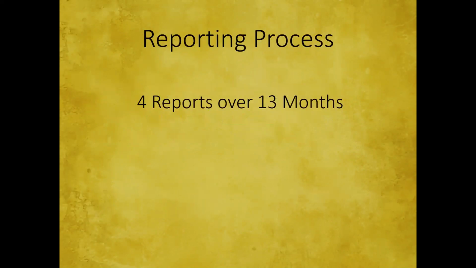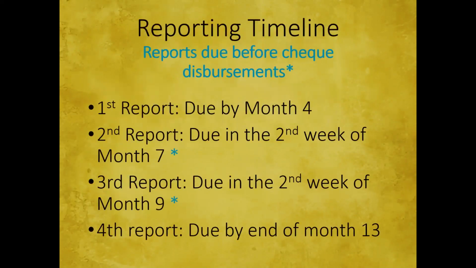So there are 4 reports over 13 months for a 12-month sponsorship. 3 of these reports will be due during the sponsorship and 1 after the sponsorship is ended. So these are the timelines for those reports. The first is due by the month 4 after the families arrived. Second report is due in the 2nd week of month 7. Third report is due in the 2nd week of month 9.